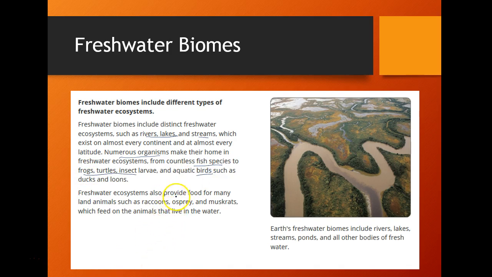Freshwater ecosystems also provide food for many land animals. So, because rivers and lakes and streams are close to land, a lot of land animals can go to these water sources in order to feed on animals that live in the water.